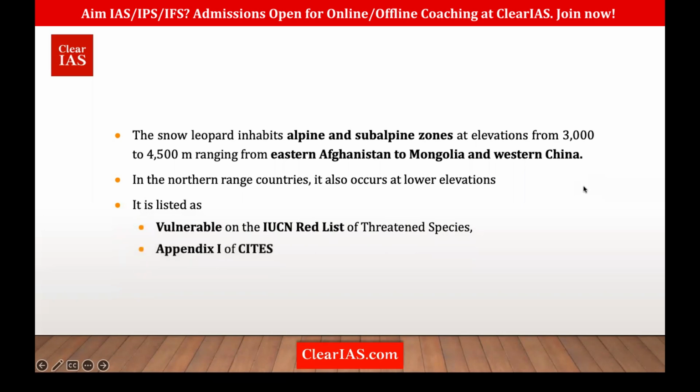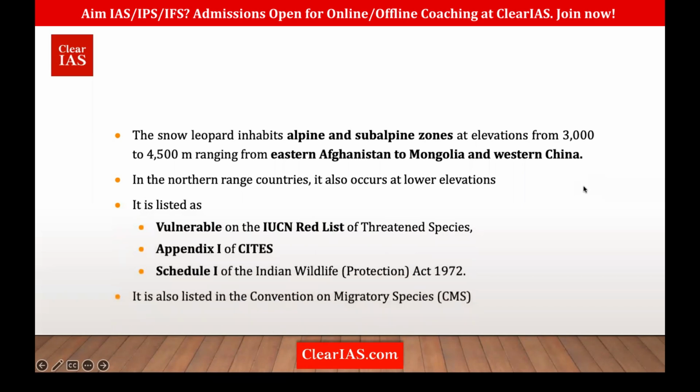It is also part of Appendix 1 of CITES, Schedule 1 of the Wildlife Protection Act, and also a part of CMS, the Convention on Migratory Species. So that is the snow leopard. It is found in the alpine and subalpine regions, all the way from Siberia and Mongolia to China, and the Himalayas. Also remember it is vulnerable in IUCN. It is also in Appendix 1 of CITES and Schedule 1 of the Wildlife Protection Act, and also in the Convention on Migratory Species.